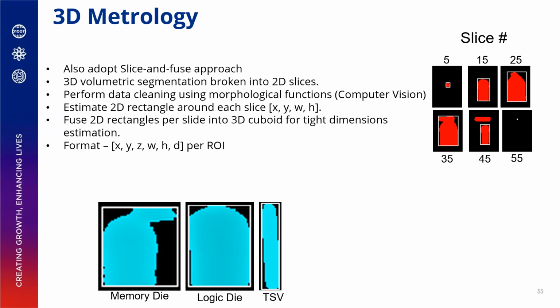After we are able to obtain the 3D regions, we can perform 3D metrology. Given this voxelized data, we can adopt a slice and fuse approach. For each of those 2D planes, we perform data cleaning using morphological functions. We estimate a 2D rectangle for each of those slices, and then eventually we combine them together into a 3D bounding box for each of those objects.